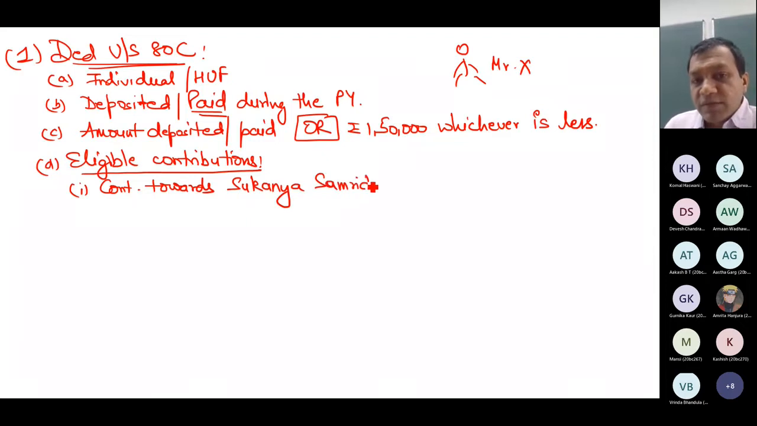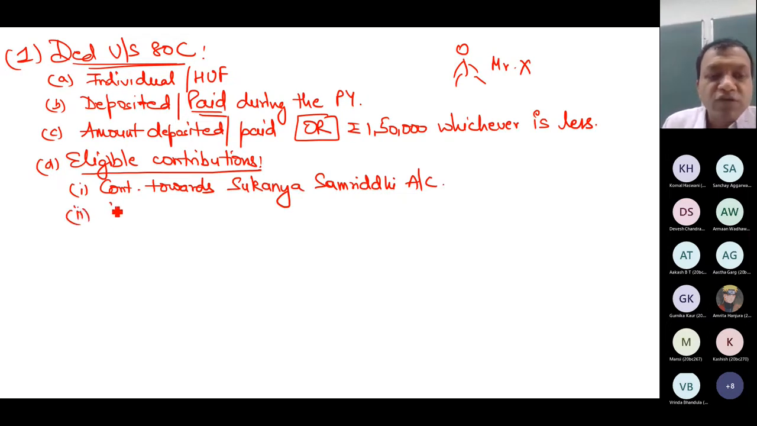Sukanya Samriddhi account is an account which parents can open in the name of their daughter, if the daughter's age does not exceed 10 years. Till 10 years of age, they can open the account in the name of the daughter, and it will be called Sukanya Samriddhi account. The benefit of this account is that the interest rate is high as compared to other accounts. So what you deposit in your daughter's Sukanya Samriddhi account is eligible for 80C.